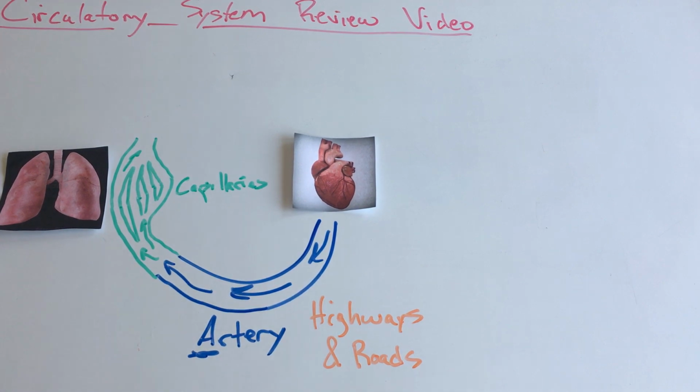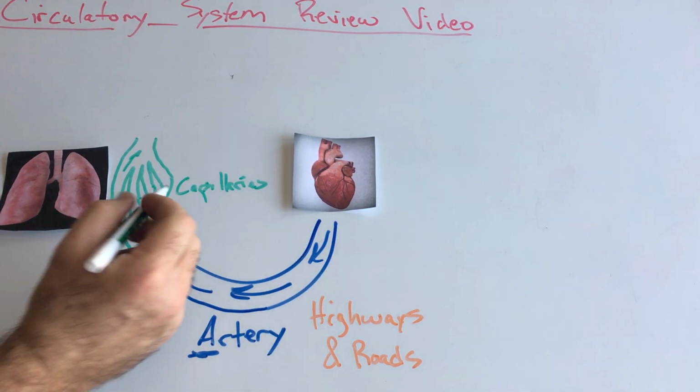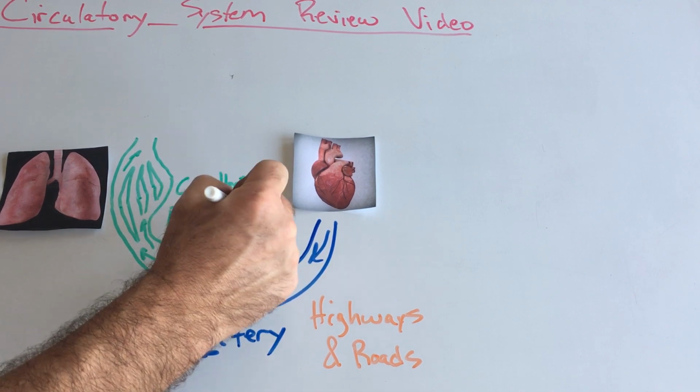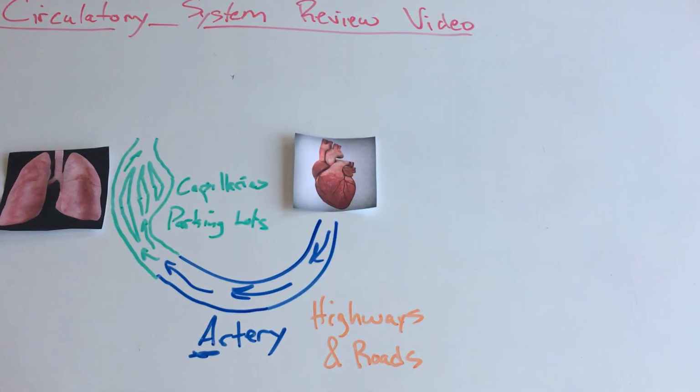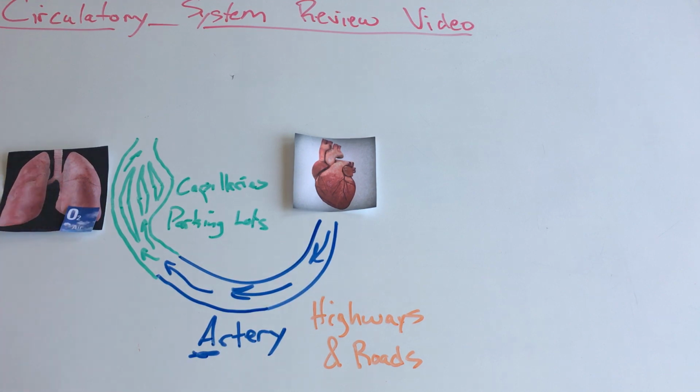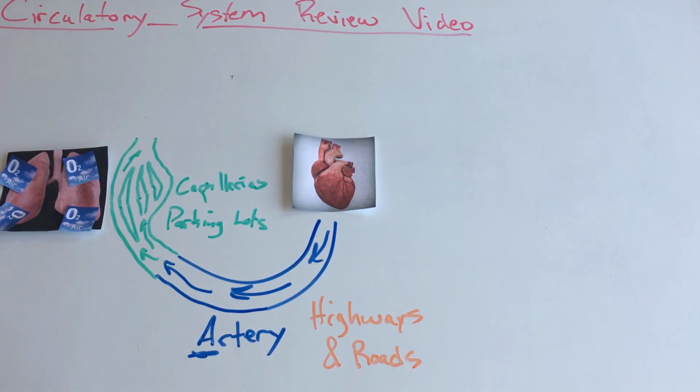And capillaries are like parking lots. That's where blood goes slow enough that it can actually stop and pick up some of that delicious oxygen. Right? Because that's why we have lungs. We have lungs because they breathe in the oxygen from the air and they put it right by the blood. And that's the purpose of that.